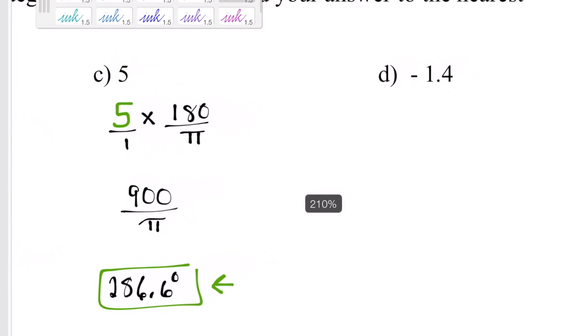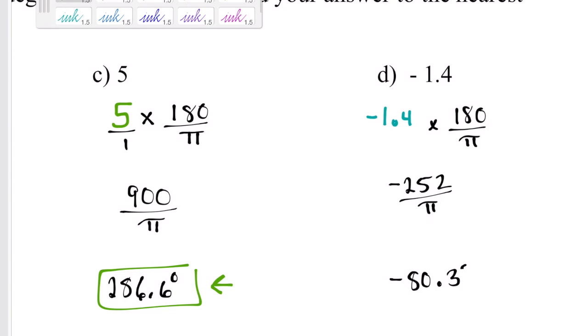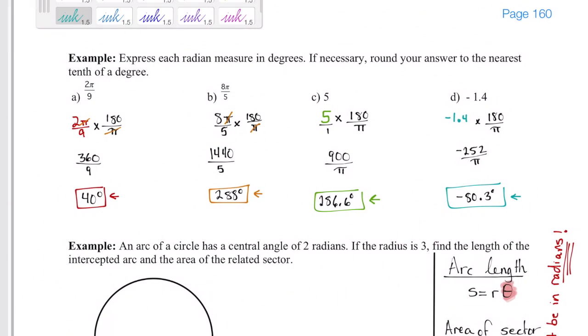And then next one, so we're doing the same thing for negative 1.4. You can pause the video if you like and try it out yourself. See how well you do. But again, going from radians to degrees, so degrees is on top, pi is on the bottom. And then plugging that into our calculator, what we end up with is negative 252 over pi, which then will give us approximately negative 80.3 degrees. And that's depending on what pi you use and how you round. So if that last decimal is off, it's not life or death in this situation.